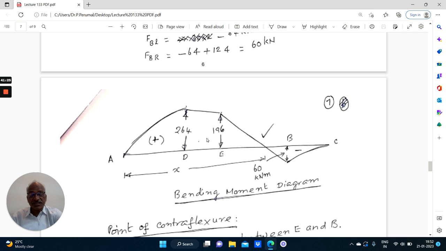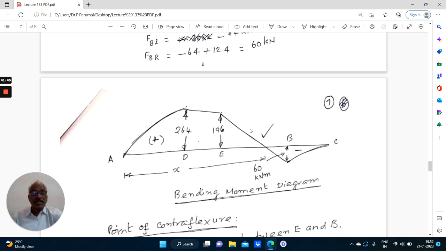In that equation, if you substitute X equal to 4 meters, you will get this value. If you substitute X equal to 6 meters, you will get this value. So there will be no confusion. How it is linear: take a section X-X as before, do the calculation systematically, and one can easily understand.